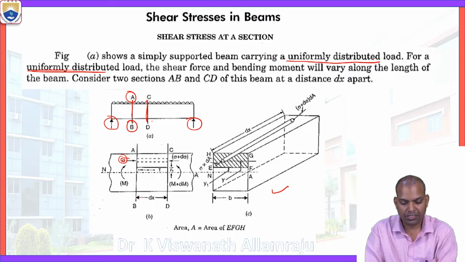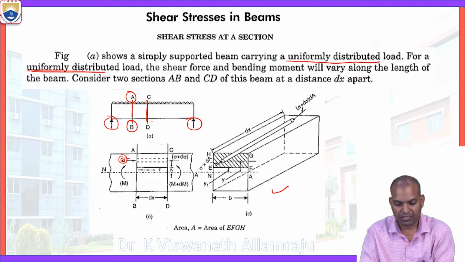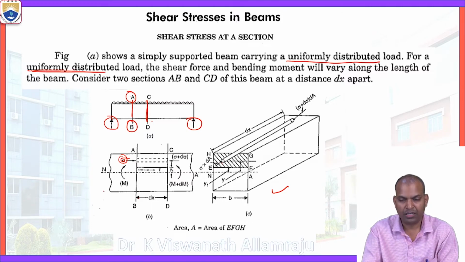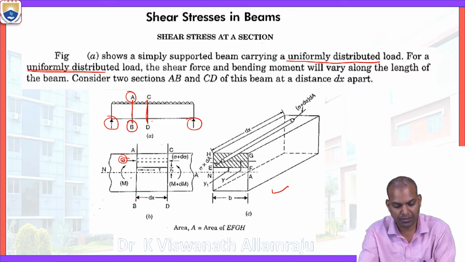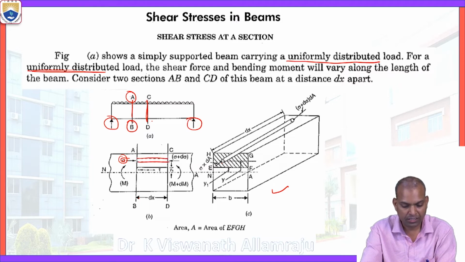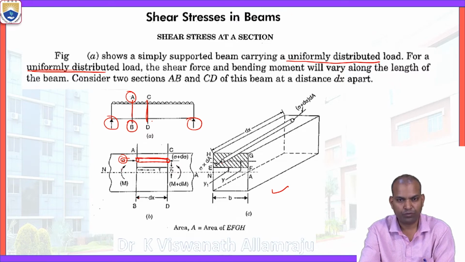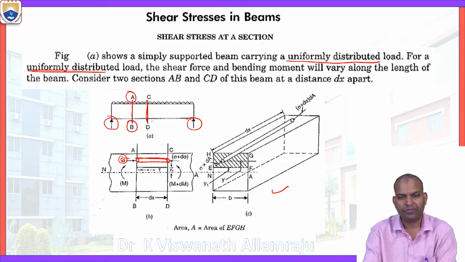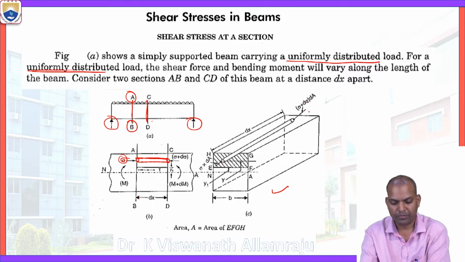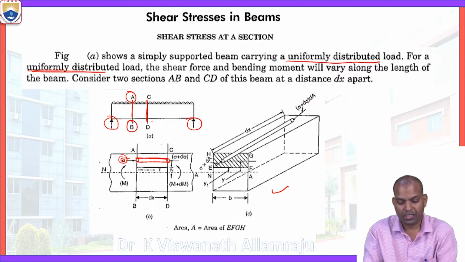This section consists of a number of cylinders. We can see here the cylinder experiencing sigma and sigma plus d sigma. The force experienced at section AB on that cylinder is sigma times dA. The cylinder has a uniform cross-sectional area dA, so at section CD the force is sigma plus d sigma times dA. The length of the cylinder is dx.